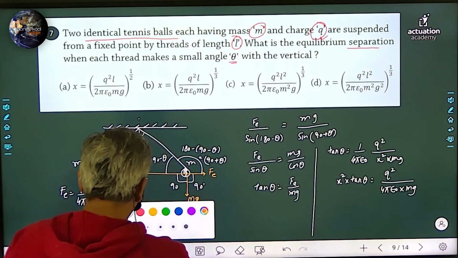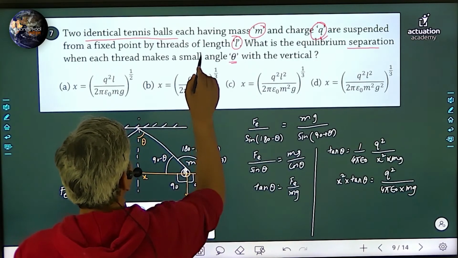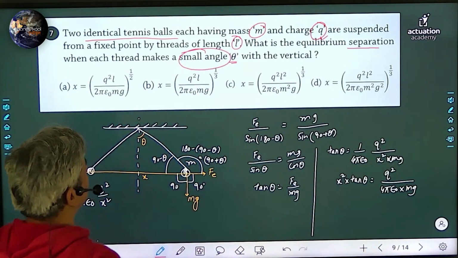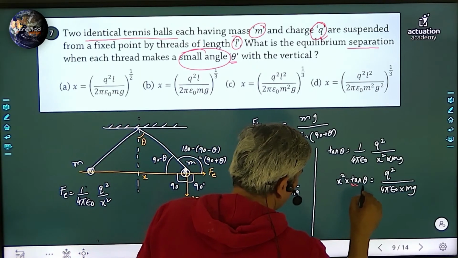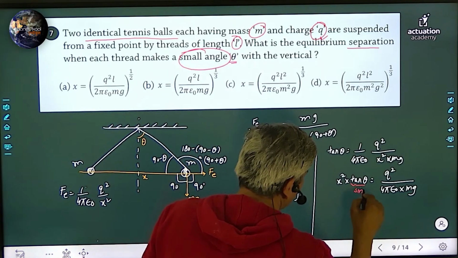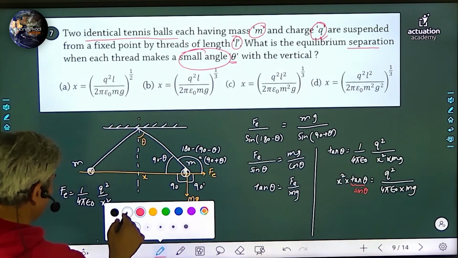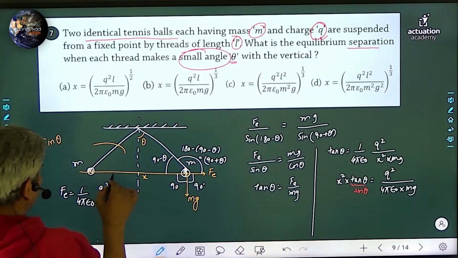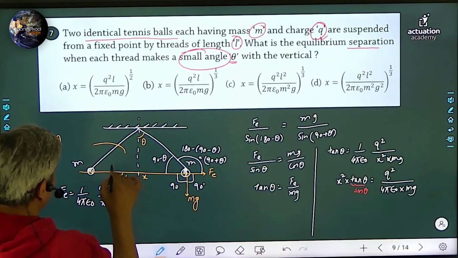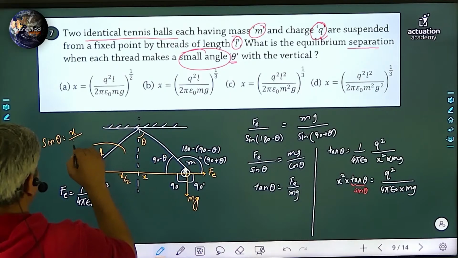Okay, let me check. It is mentioned in the question that there is a small angle theta. Small angle theta means tan theta can be approximated with sine theta for small angles. And sine theta from this equation can be written as x by 2 divided by this length L, so this will become x by 2L.